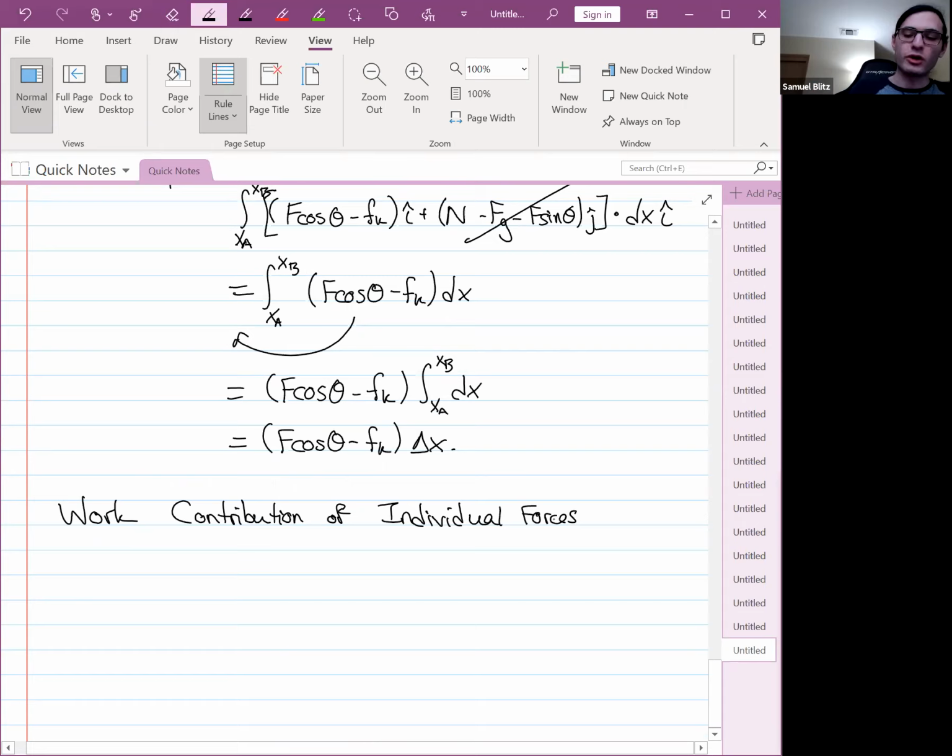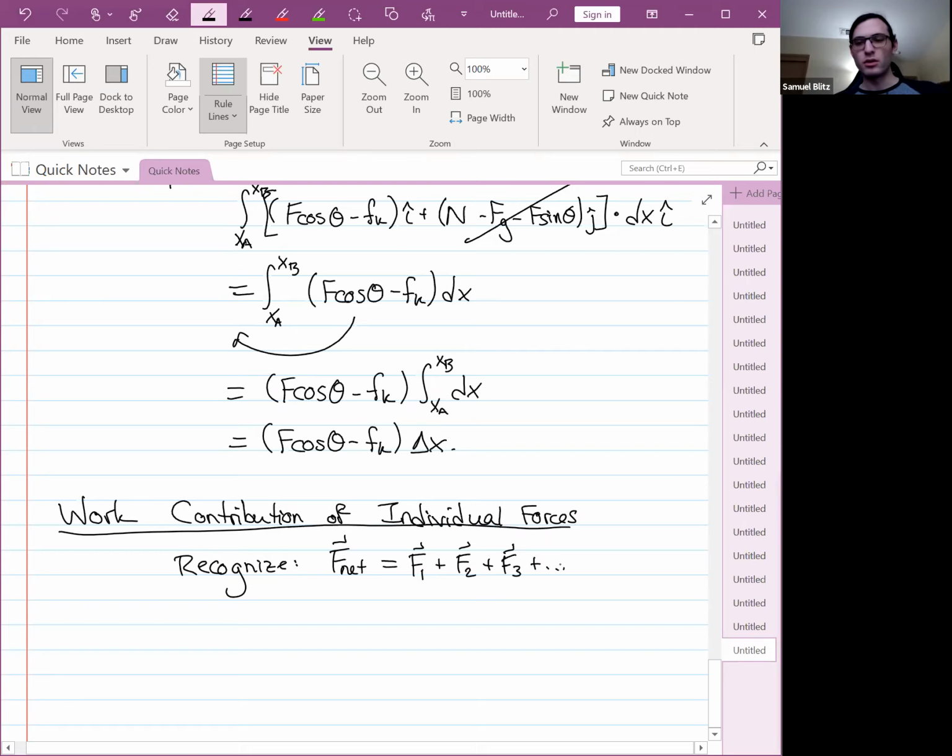So for a given force, we can figure out how much work it does between 2 points. Recognize that the net force, if there's a whole bunch of forces on the object, is just the sum of all of the actual forces, right? So what we can do is write the total work as a sum of individual works.